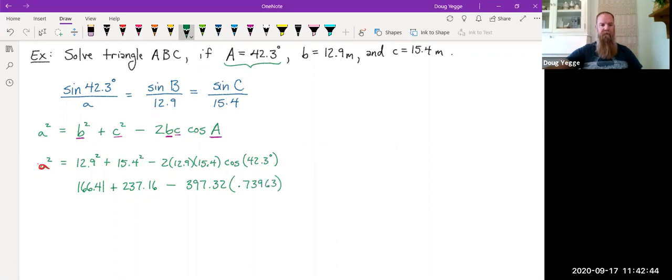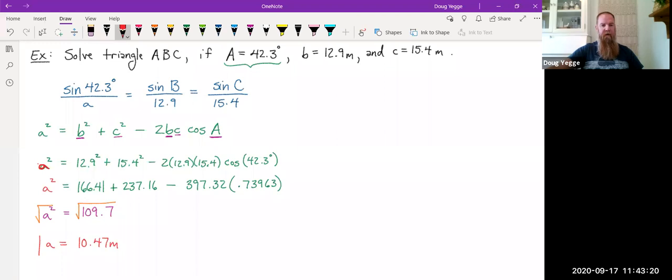And notice that all of that is solving for A squared. And so if we now combine all of those using our calculator here, we get A squared is equal to approximately 109.7. And now in order to solve for A, we take the square root. We know that it's a side length, so we only have to worry about the positive result. So we know that side A is going to be equal to 10.47 meters.